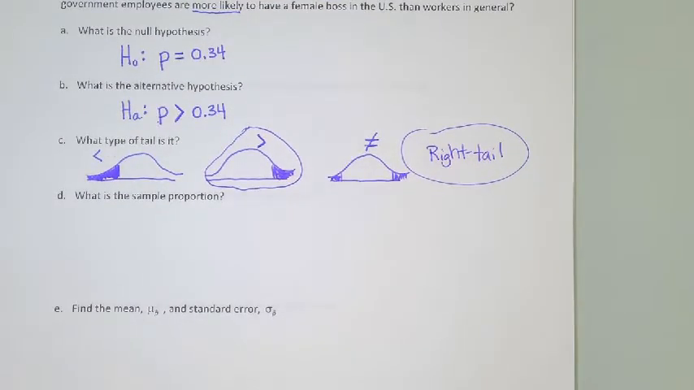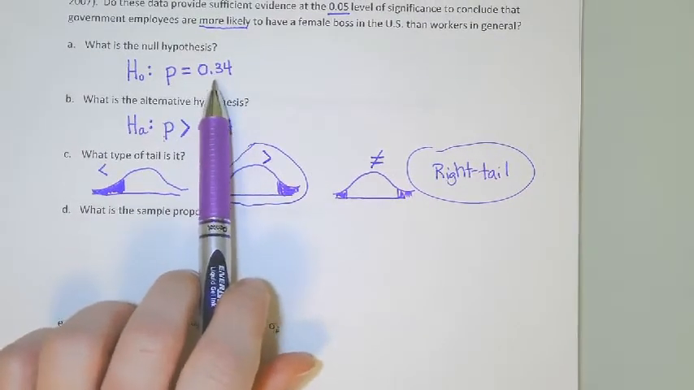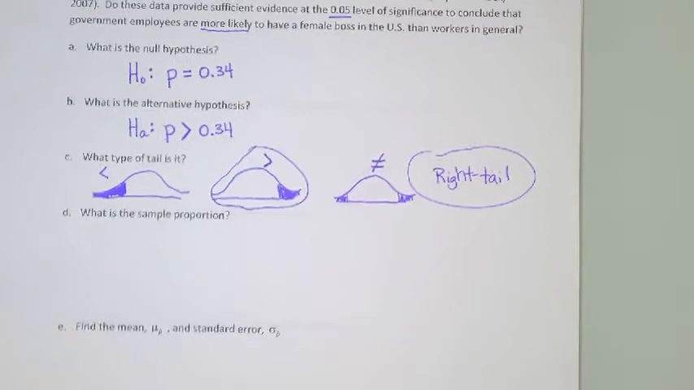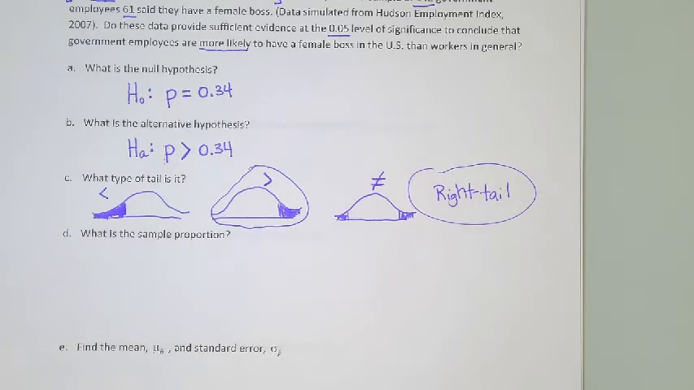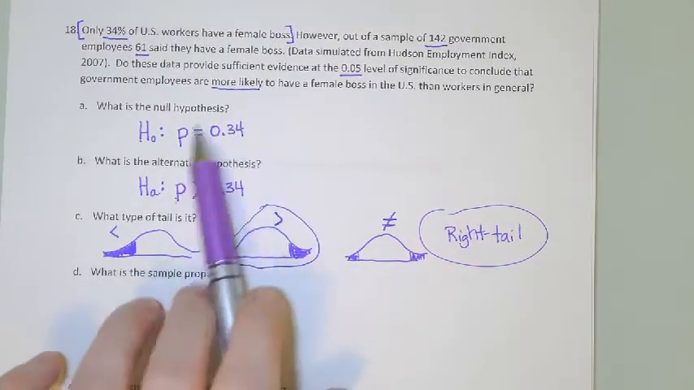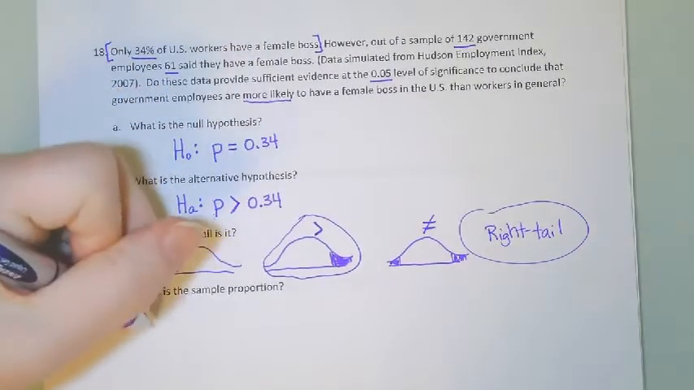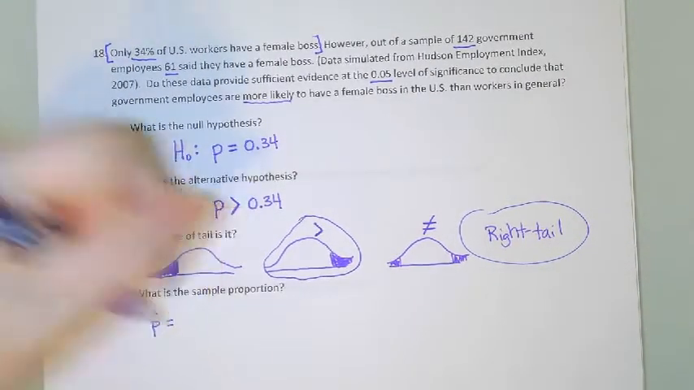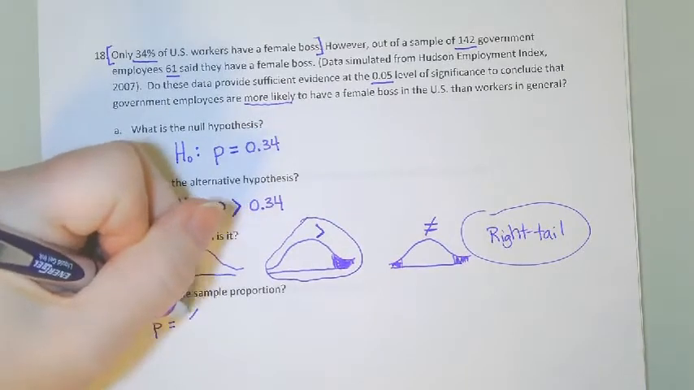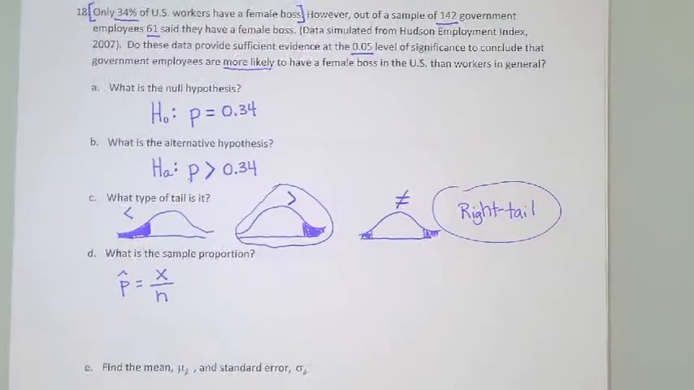Part D asks us what the sample proportion is. So we know our population proportion is 0.34. However, researchers have collected some sample data they're hoping to use to prove that the population proportion is really not 0.34. So our sample proportion, p hat, we're looking for the number of successes over the total sample size.